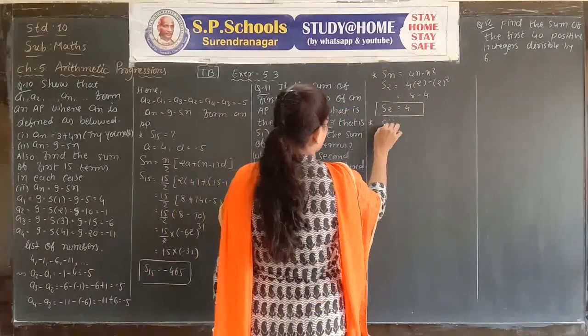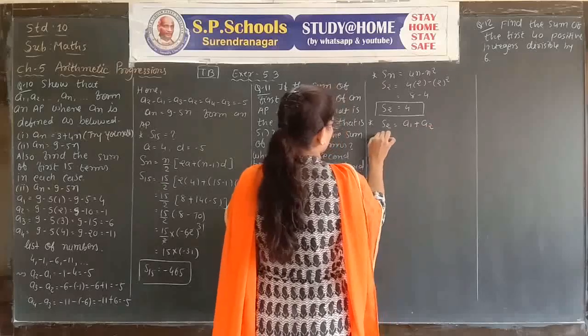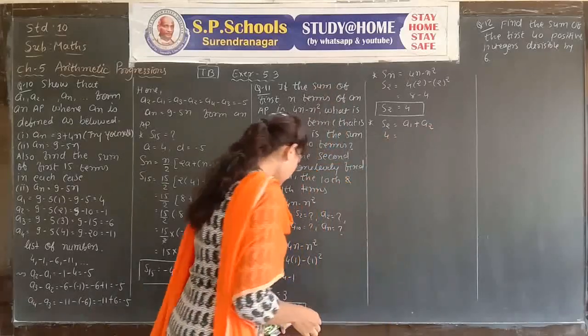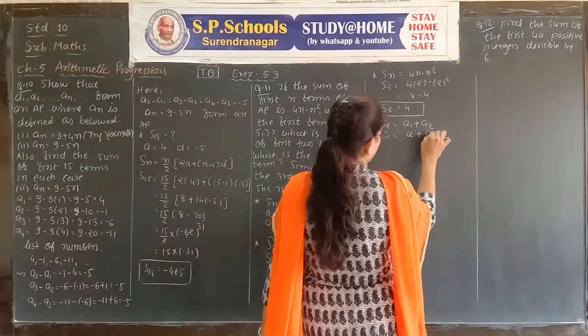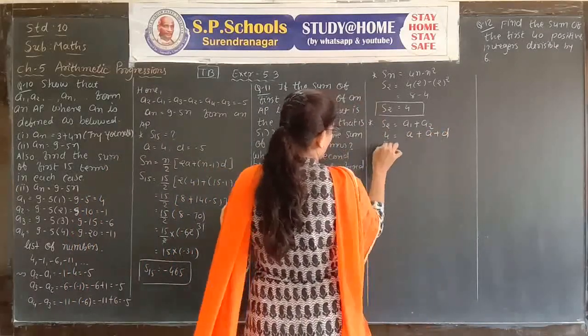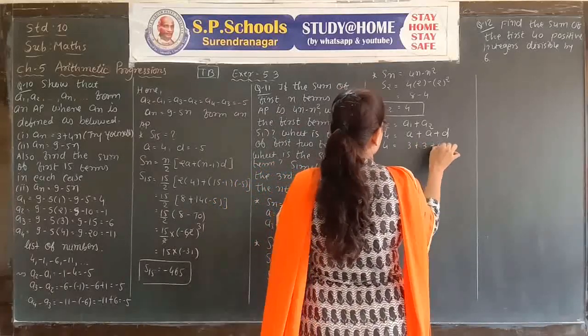Using the sum of two terms, S2 represents A1 plus A2, where S2 is 4, and A1, the first term, is 3. Again, A1 represents a and A2 is a plus d. So 4 is equal to 3 plus 3 plus d, substituting 3 for a.